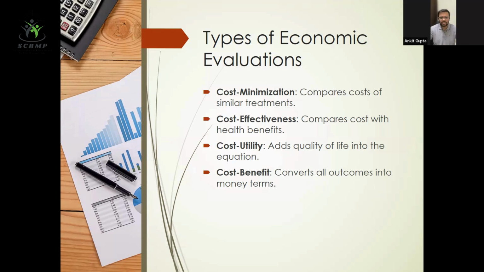Next one is cost effectiveness. Anything where health benefits are also getting into question, it becomes a cost effectiveness analysis. And if we add quality of life parameters into the equation, it becomes cost utility. And if we convert all the outcomes into monetary benefit, it becomes a cost benefit analysis. So in the next slide, we will discuss this cost effectiveness analysis with an example.